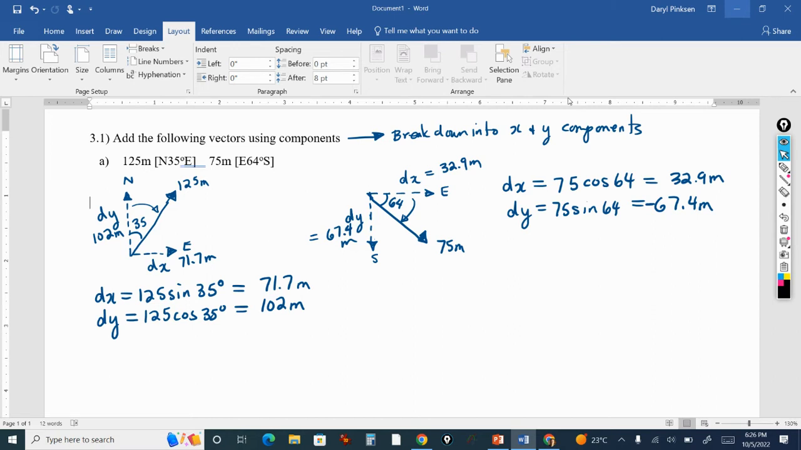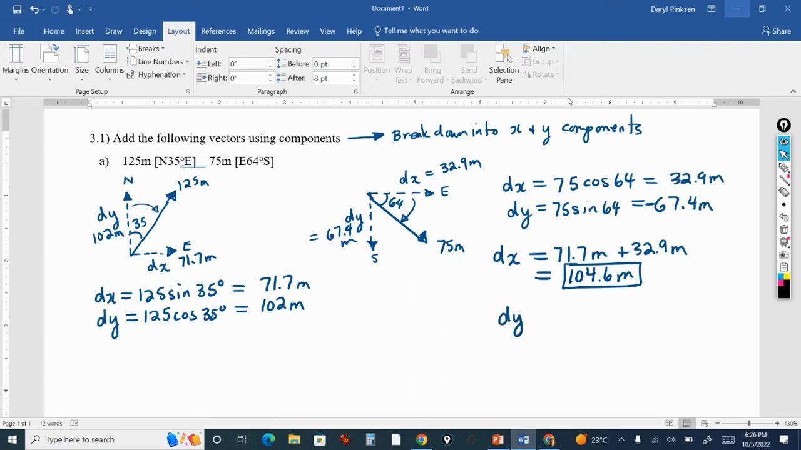So now the dx overall is going to be 71.7 meters in the positive direction plus 32.9 meters. So that's our total x displacement, 71.7 plus 32.9. And we get 104.6, and I can leave that 0.6 in there because we're adding, and it's one place past the decimal.